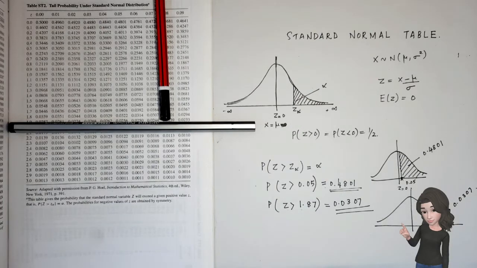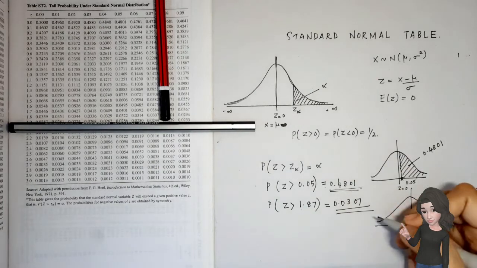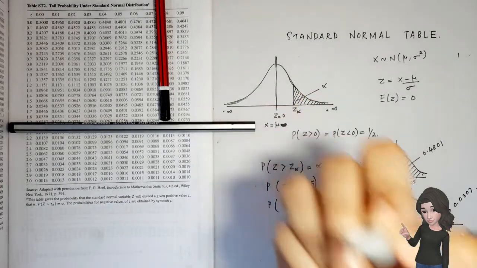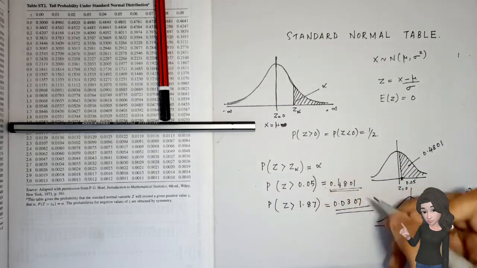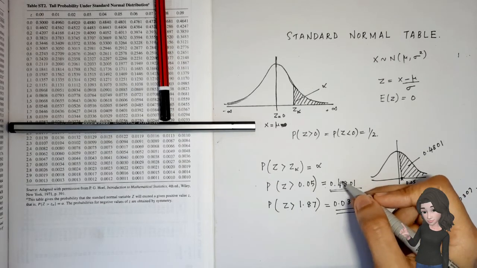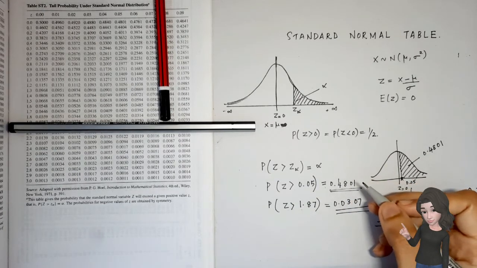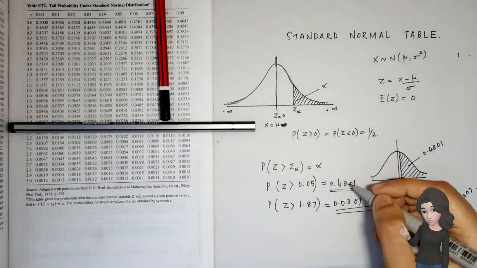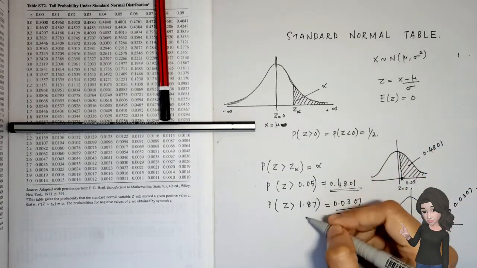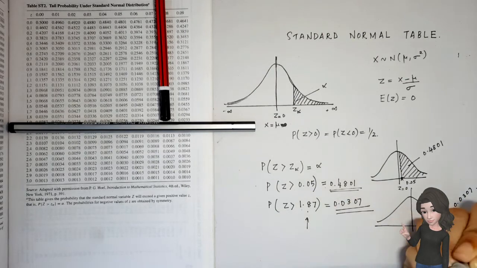So this is how we can find the probabilities if we know the Z alpha values. Similarly, we can find the converse also. If we know the probability, we can find what this Z alpha is. So we shall check how we can do that.